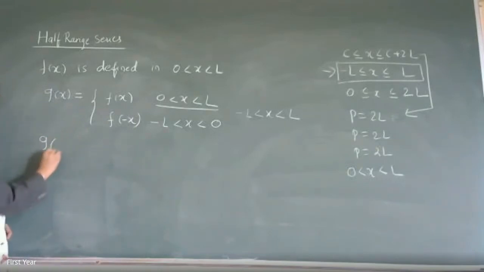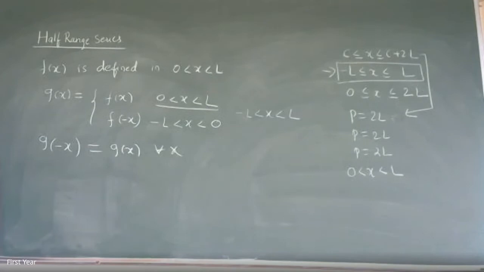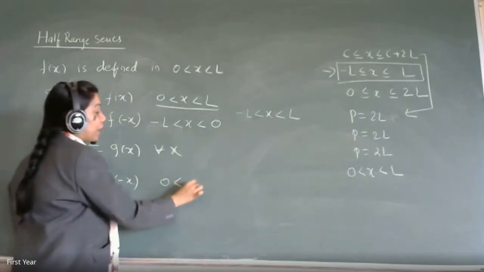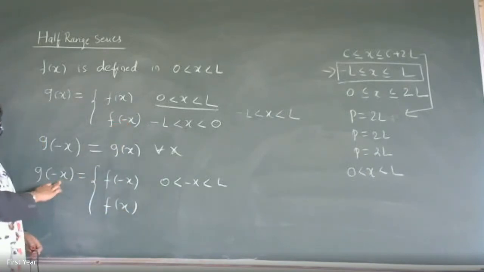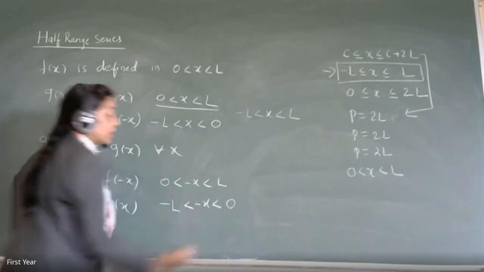So when do we say that a function is even? If g of minus x becomes g of x for all x, then I say that the function is even. Correct? Yes, ma'am. This is the basic definition of an even function. So let us check now. So what is g of minus x? Please listen carefully. For g of minus x, wherever there is x, you have to put minus x. So it will be f of minus x for 0 less than minus x less than n, and this will become f of x, because minus of minus will become plus, for x in the interval minus n less than minus x less than 0. Is this okay?